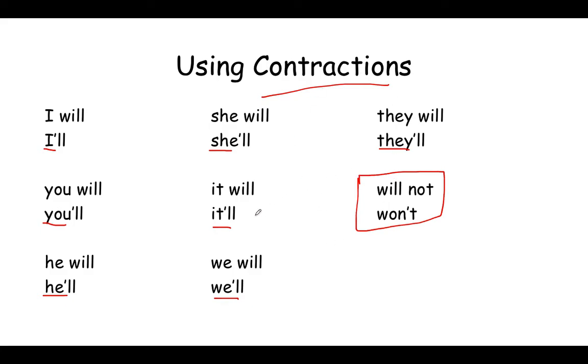These are used a lot by English speakers, and won't is the most common, I think. People will only say will not when they're trying to be super clear. But if they're just talking to you, most likely when they're saying the negative, they just say won't. I won't take the bus tomorrow instead of I will not take the bus tomorrow.